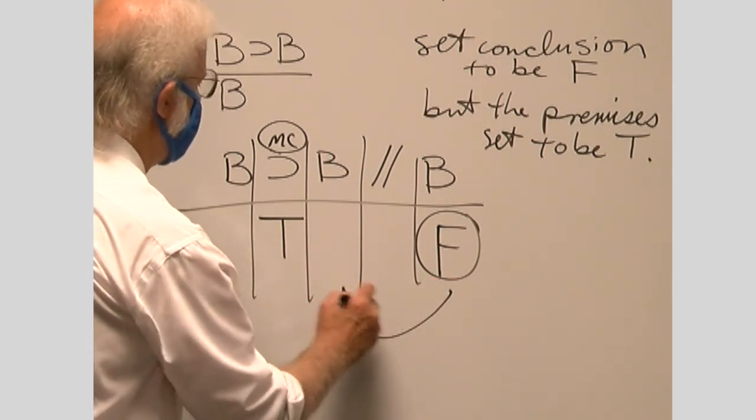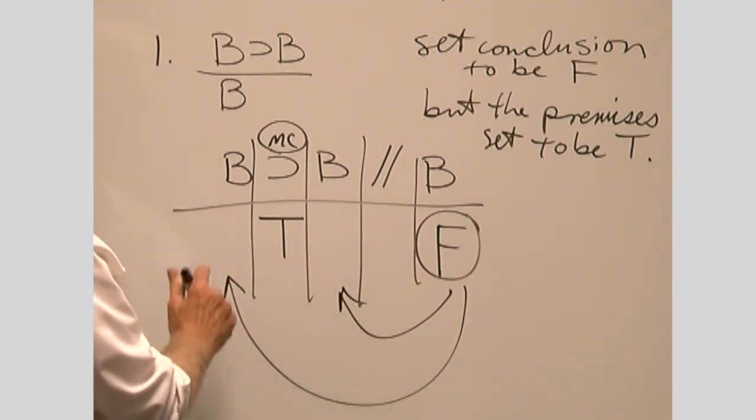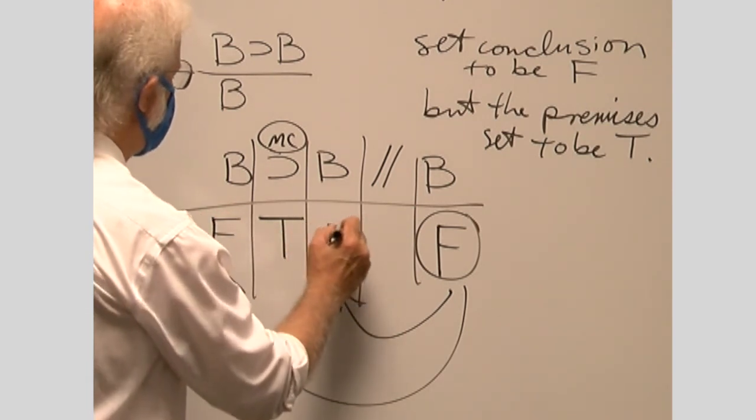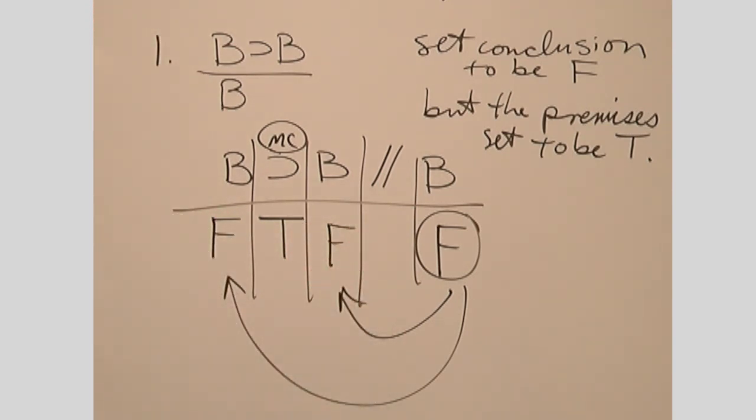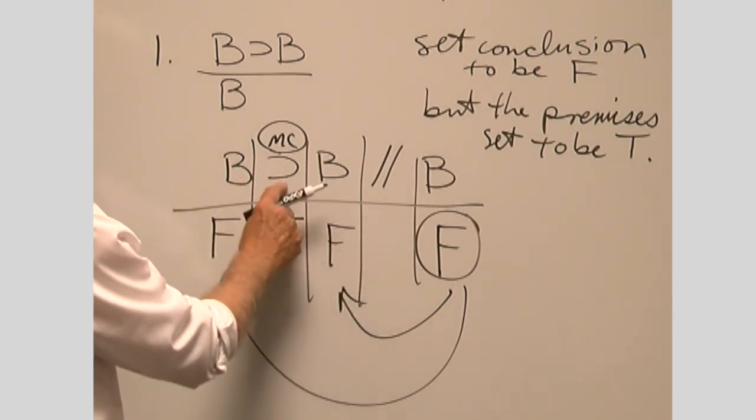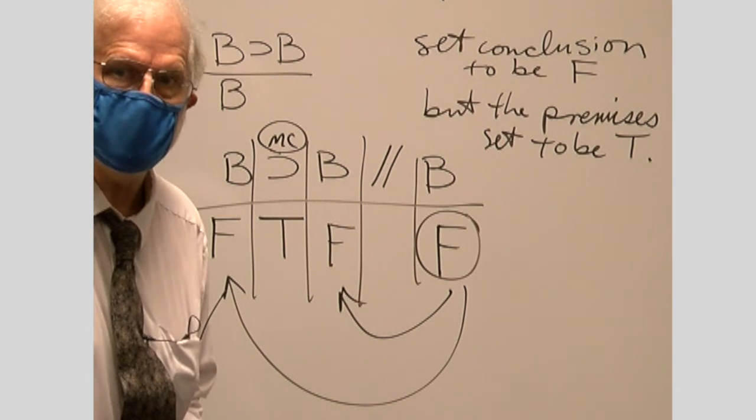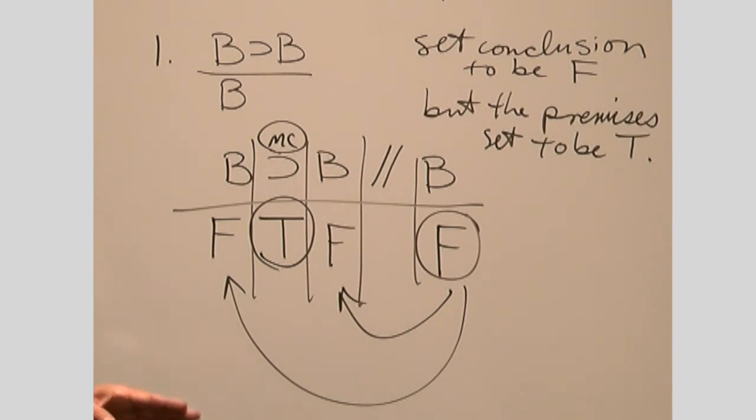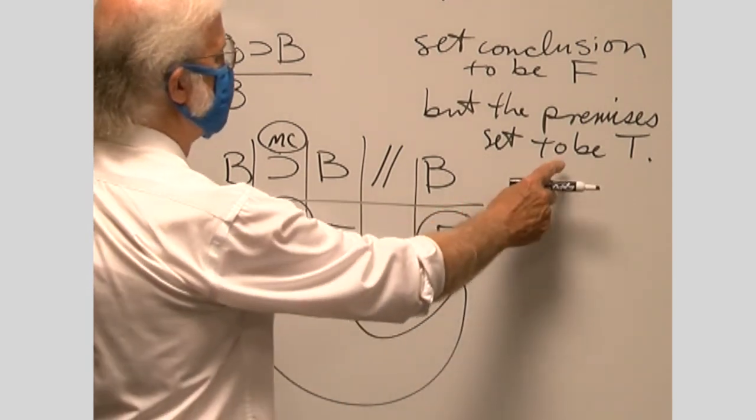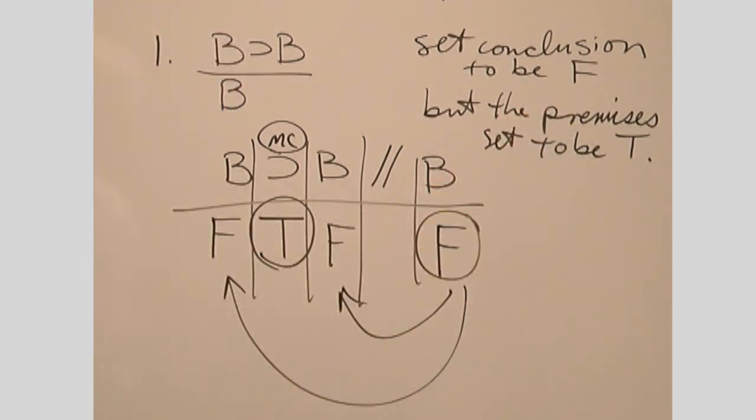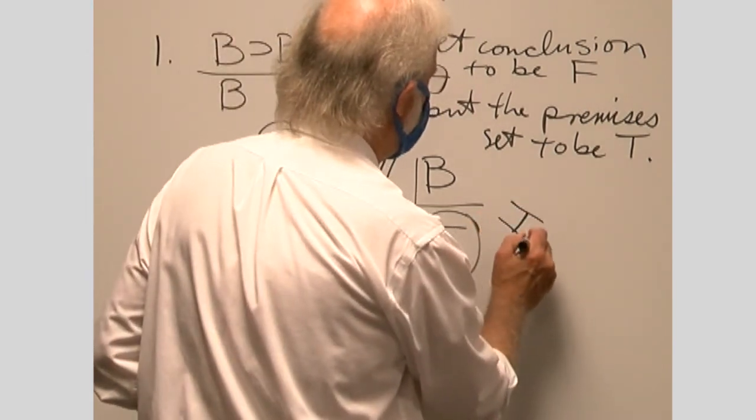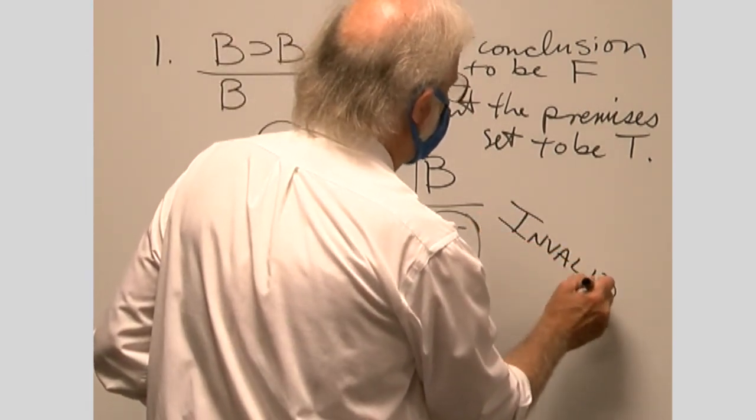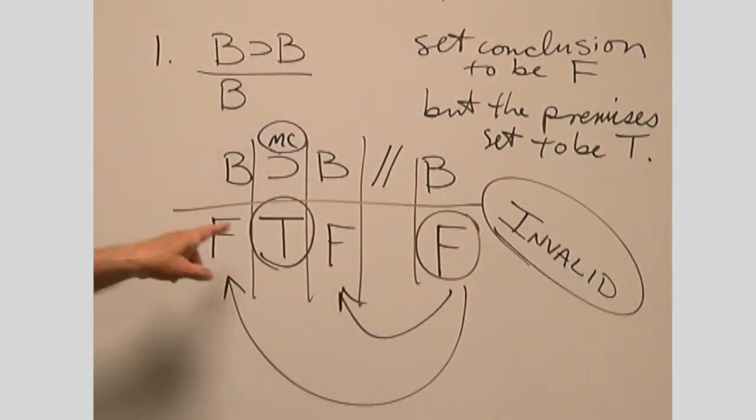Then we'll put in the value of B in these 2 spots. B is false here, and B is false here. Now, does false, horseshoe, false make the horseshoe true? Yes, it does. So what we've done is to consistently assign truth values, making all of the premises true, but the conclusion false. That fits our definition of invalid. So what we've done with this tiny truth table is to prove that this argument is invalid.